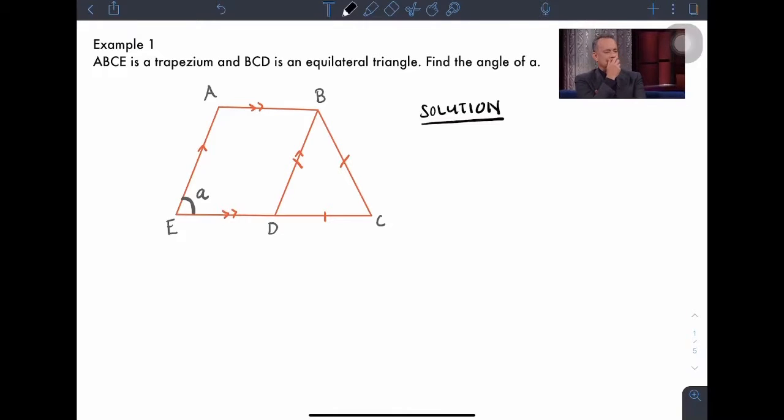In this video, we are going to solve three examples, example 1, 2, and 3. So let's begin with example 1.